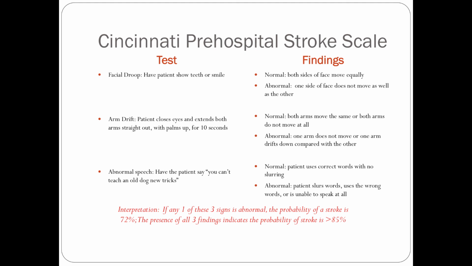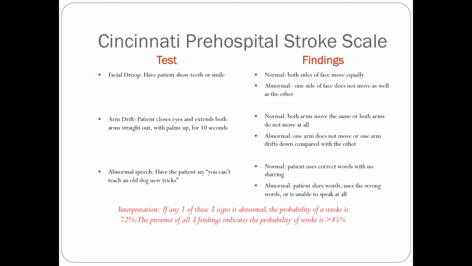This is just going to go over the Cincinnati pre-hospital stroke scale a bit. So, facial droop, have the patient show his teeth. A normal is both sides equal, or abnormal, one side does not move as well as the other. The arm drift, you make them close their eyes and extend both their arms out with the palms up. Hold it for 10 seconds. If they're having difficulties, you see one arm will drift down compared to the other. They can't do anything about it.